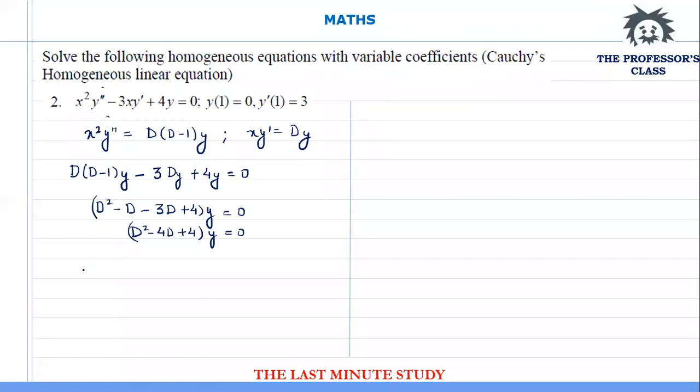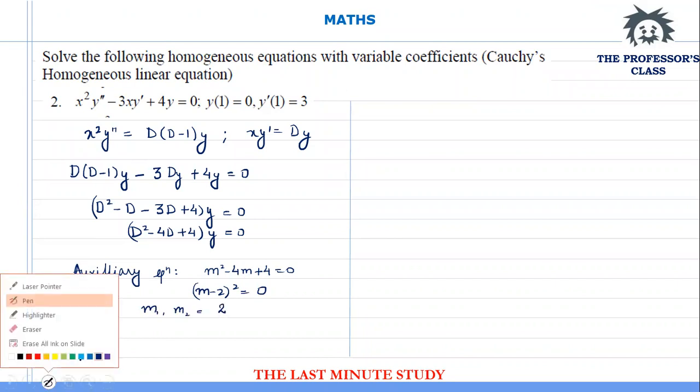So now the auxiliary equation I obtain becomes m square minus 4m plus 4 is equal to 0. Now this is the expansion of (m minus 2) whole square equals to 0. So from here you'll get the two roots m1 and m2, both of them equal to 2.